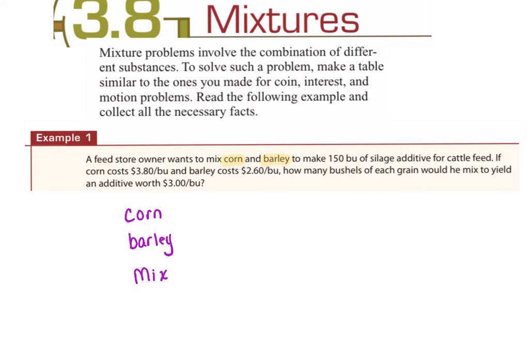Now for this, we have a count column and we have, in this case, a price column. We're going to do some with percentages as well. And so you have an amount for each piece, and then you have an amount for the total. So we have the number of bushels for this particular one. And then we have the price per bushel. And then we have a total cost.